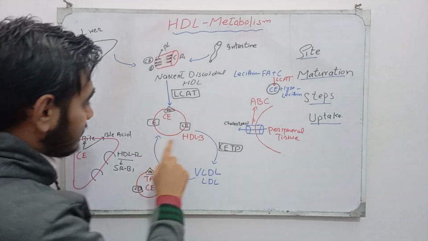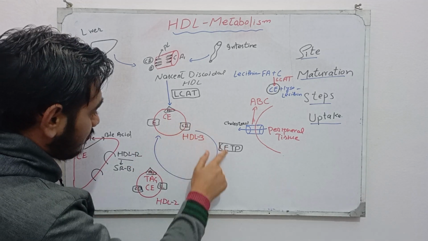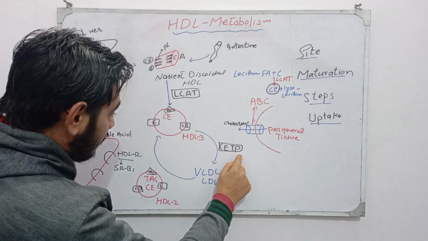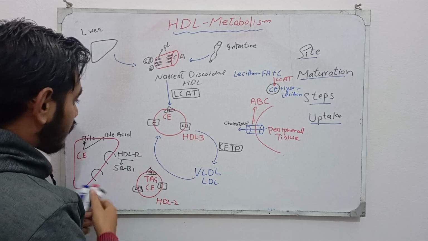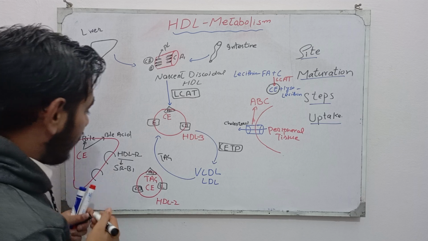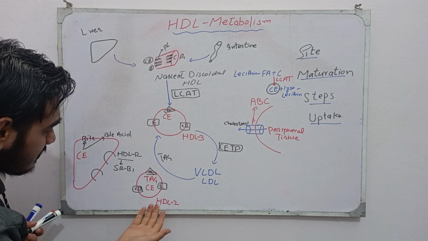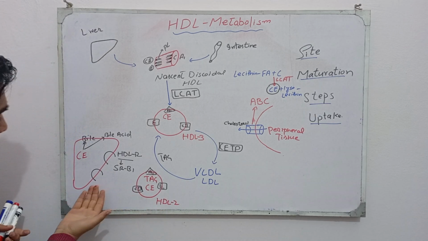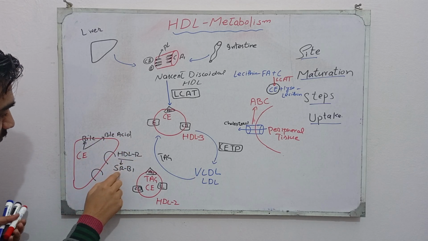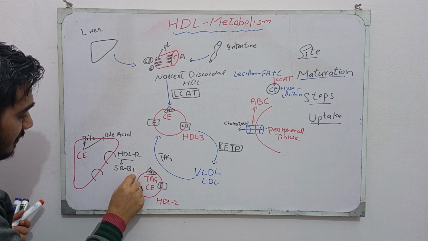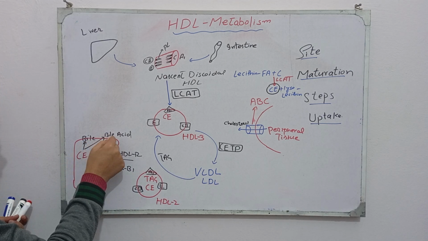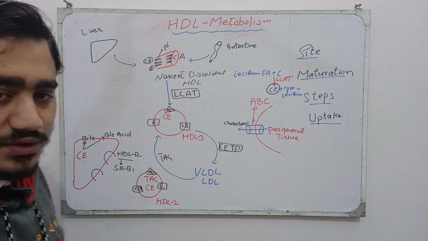Okay, students, in the next step, this cholesterol ester gets transferred to various other lipoproteins with the help of cholesterol ester transfer protein, in response to triacylglycerol. Here is the HDL2 formation, which is taken up by the HDL receptor that belongs to the scavenger receptor B1 family. And here cholesterol ester converts into bile and bile acid for further metabolism.